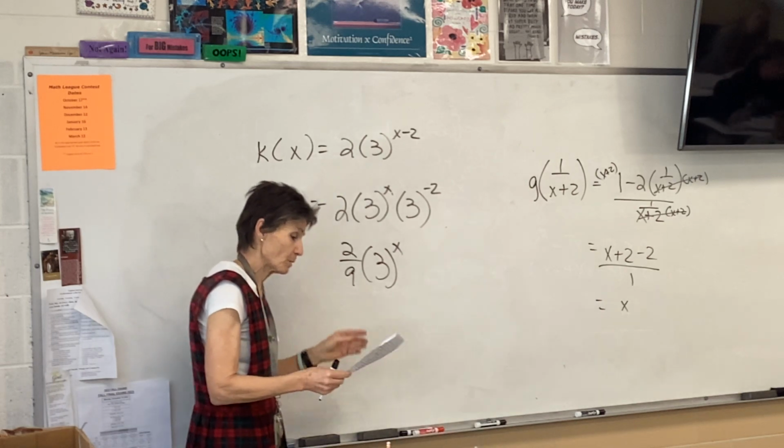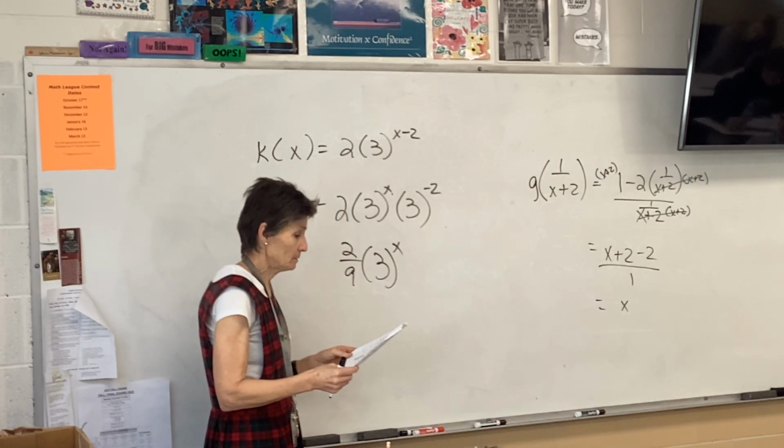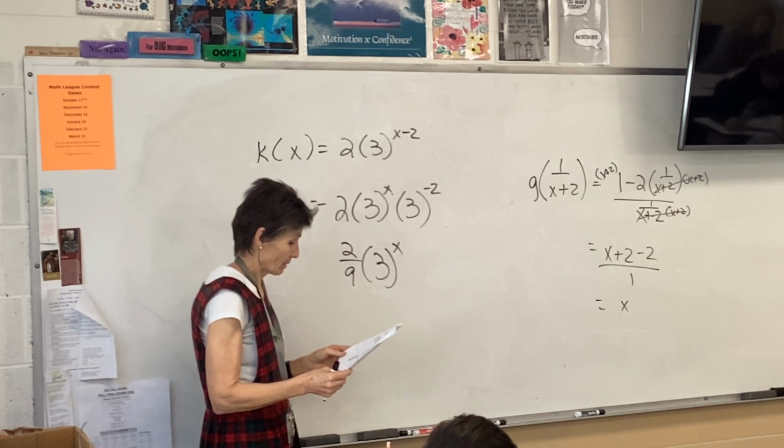All right, Xander, you were going to say something? Yeah, can we do 2.9, number 3 to 9?